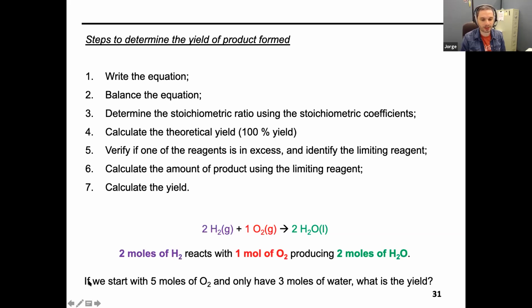Okay, let's assume that we start in a given condition with 5 moles of oxygen, and at the end, for some reason that doesn't matter at this point, we only collected 3 moles of water. What would be the yield for this situation?